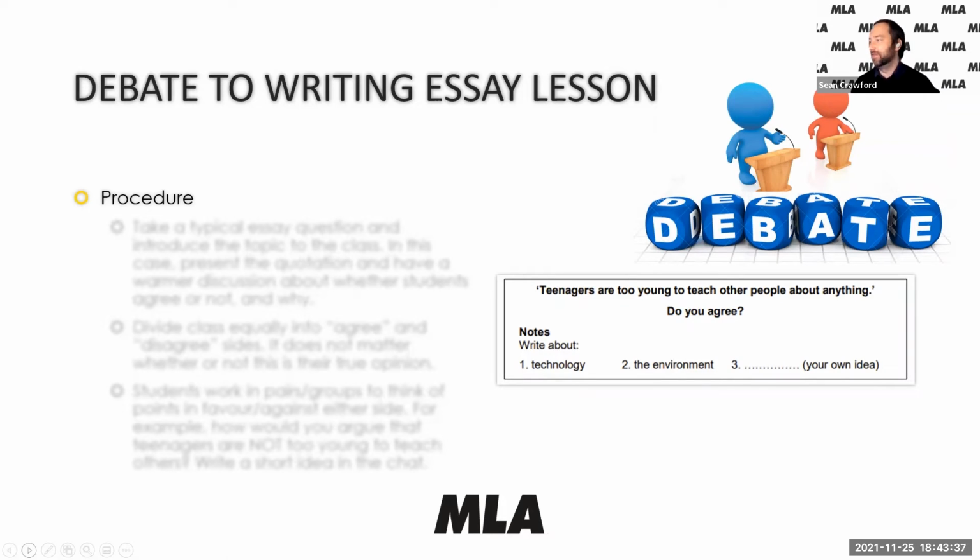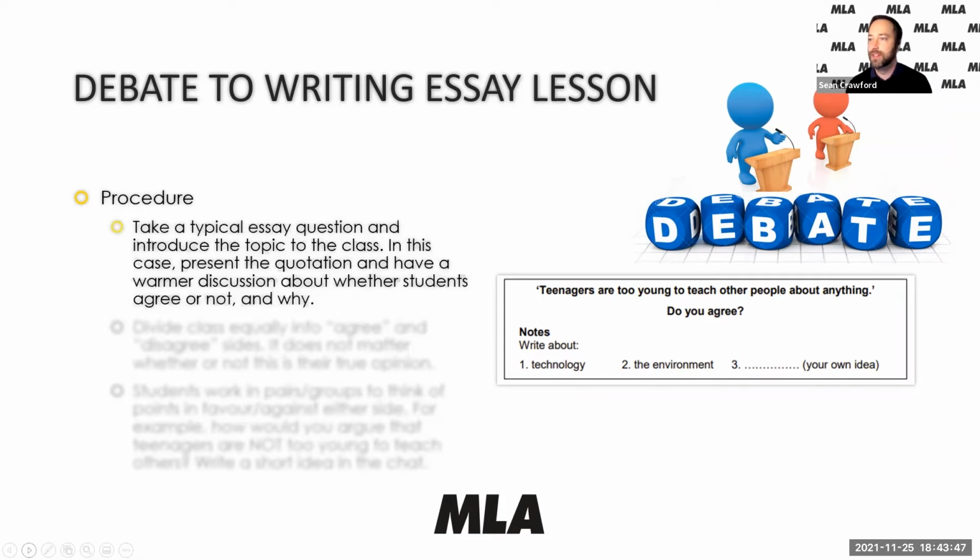Teenagers are too young to teach other people about anything. Do you agree? And I'm sure that every teenager will feel immediately a little bit insulted about this. So hopefully you can get people talking about that. First you would start with a warmer discussion, giving their true opinions of it. And then I would divide the class equally into agree and disagree sides. I have found this is effective even if students don't hold the view that they are arguing. They tend to take the side when they are preparing to debate and take the argument.